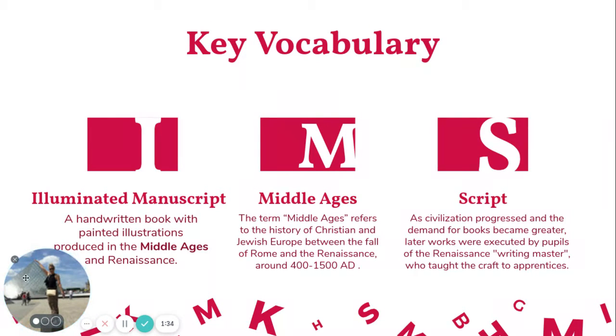Okay, so first and foremost, an illuminated manuscript is a handwritten book with painted illustrations produced in the Middle Ages and the Renaissance. And then you may ask, what is the Middle Ages? Well, the term Middle Ages refers to the history of Christian and Jewish Europe between the fall of Rome and the Renaissance, around 400 to 1500 AD.